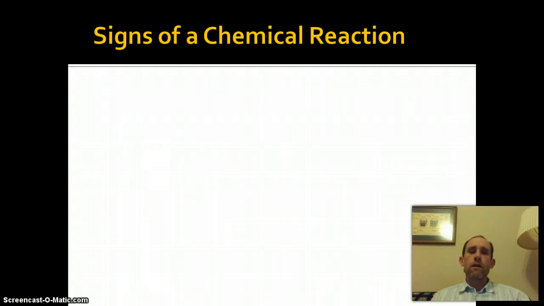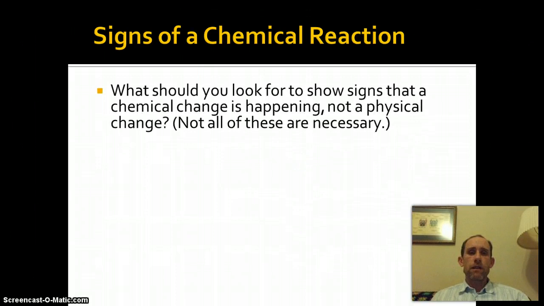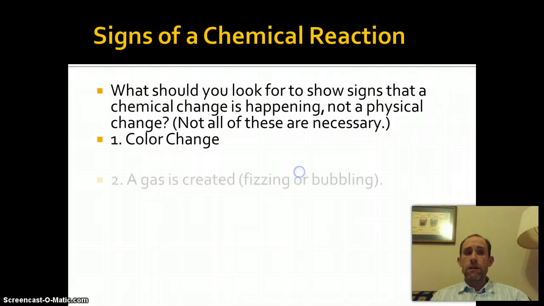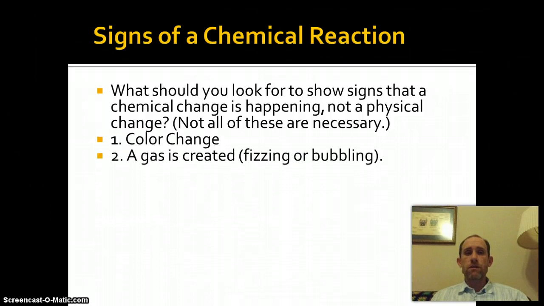So, to look for a chemical reaction, you need to know what to look for in order to tell whether there's a chemical reaction happening. What should you look for to show signs that a chemical change is happening, not just a physical change? Not all of these are necessarily going to happen. One thing that might happen, though, is there might be a color change when you mix two chemicals together if there is a chemical reaction. A very common thing that will happen is that a gas is created. There will be some fizzing or bubbling.